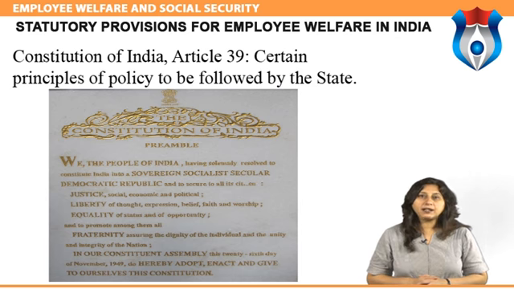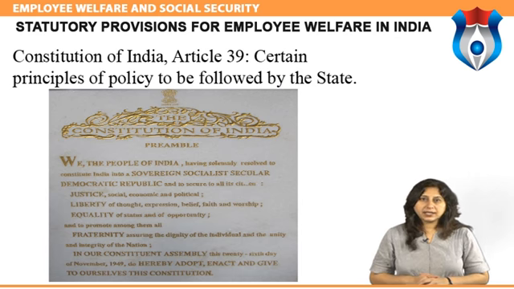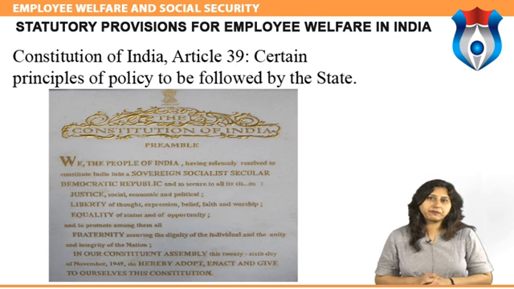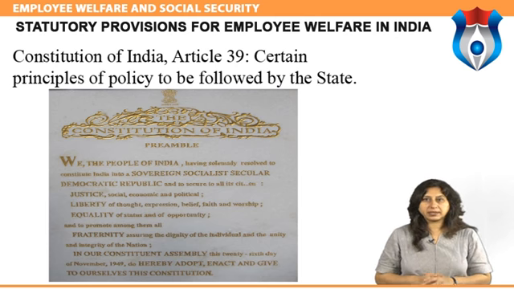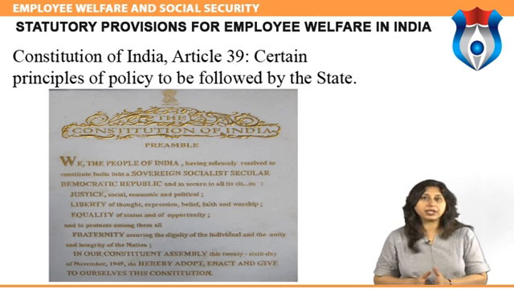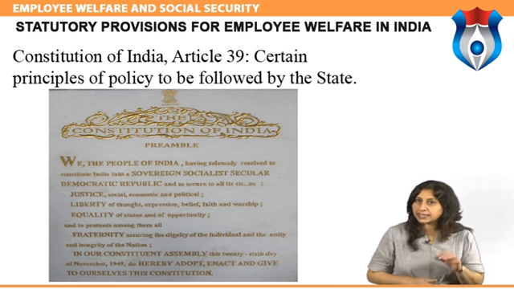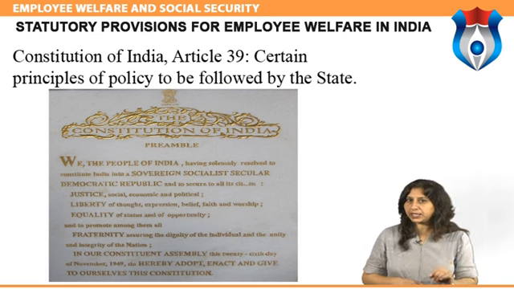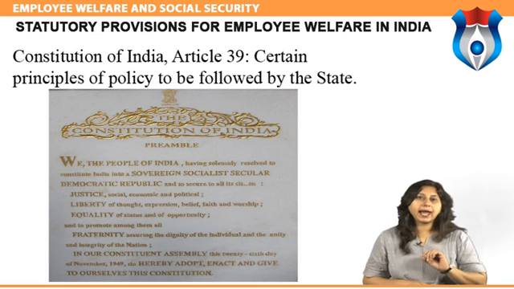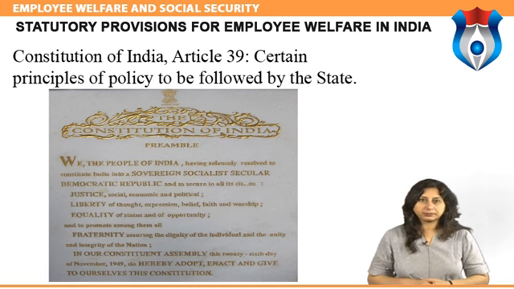Constitution of India, Article 39. Certain principles of policy to be followed by the State. The State shall, in particular, direct its policy towards securing that the citizens, men and women equally, have the right to an adequate means of livelihood.